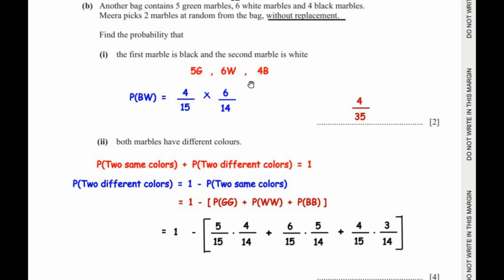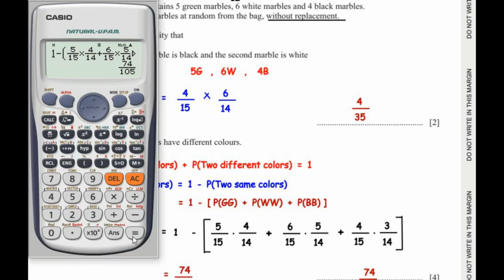Or for the white, there are total 6 white marbles. So we are going to take 6 out of 15 for the first pick. And for the second pick, the total is going to reduce by 1. So we get 5 over 14. Or for the black, we have total 4 marbles out of 15. And for the second pick, the total is going to reduce by 1. So we are going to write 3 over 14. So let us see what value this gives us. So this is going to give us the value as 74/105.